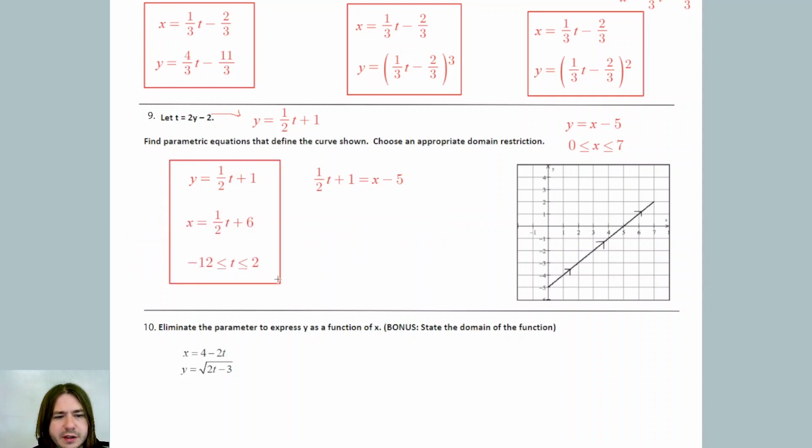And here is my set of parametric equations. So usually you write the x first. So I'm just going to rearrange these a little bit. There you go. Okay, so that's the answer to that one.